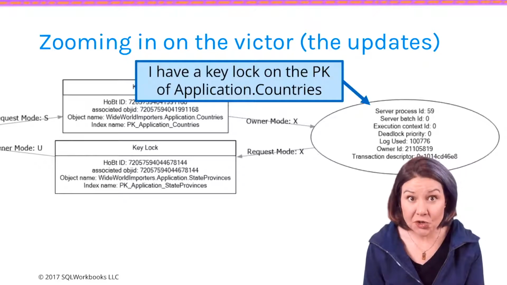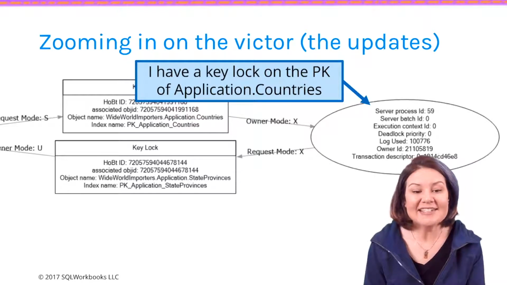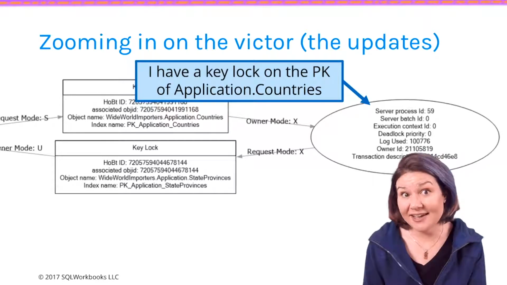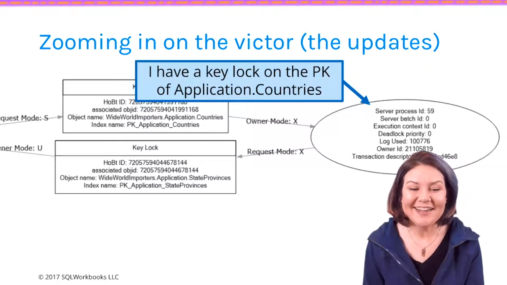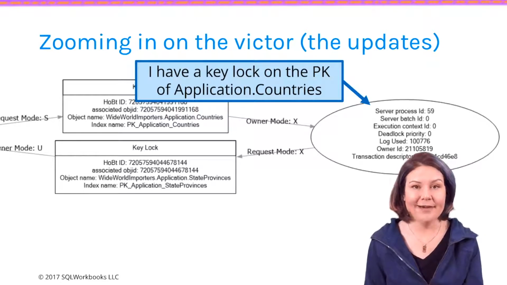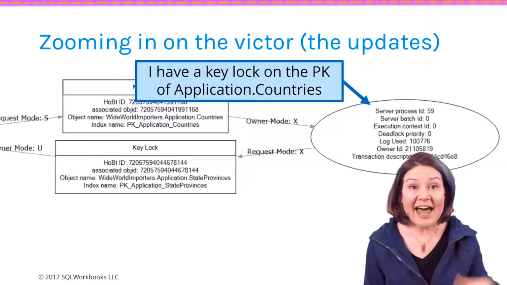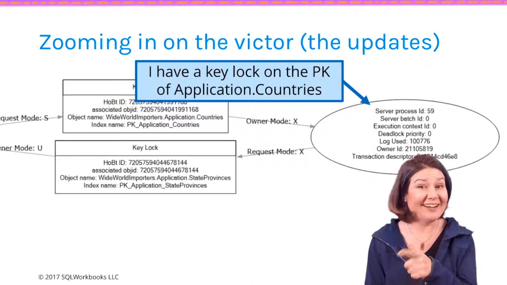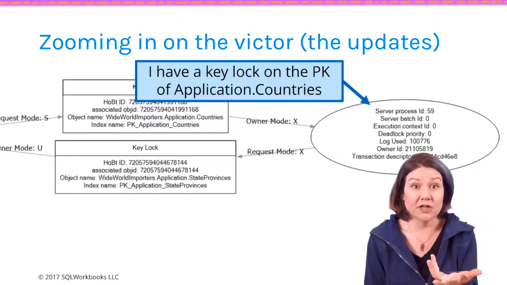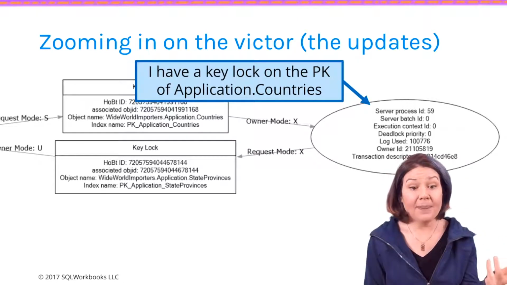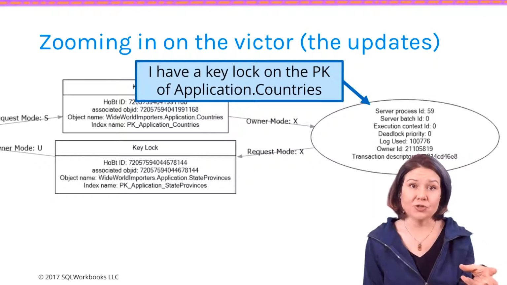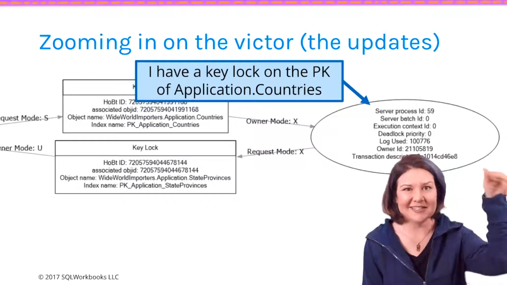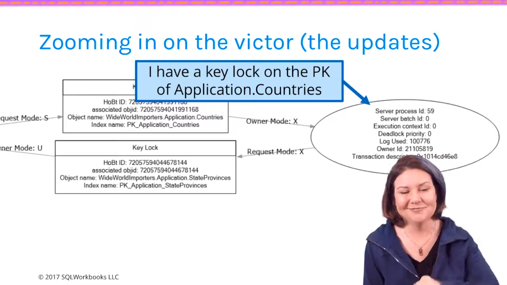The one that says owner mode X, that table under the box is the application.countries table. And it's got an index name on there as well. The index name is PK application countries. That line from the box and the contents in the box itself, it's saying this query has a key lock. It is an owner of a key lock on the primary key of application.countries. And I know it's a key lock because at the top of the box it says key lock.